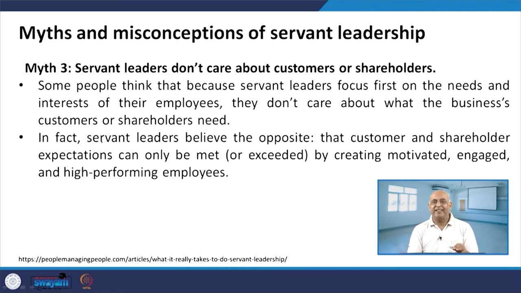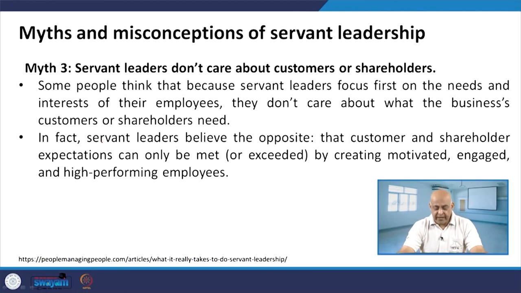Unless and until your employees are supported, for example in service after sales: once a product is sold, if there is nobody to take care of the installation of that product, the complaints about it, or the monitoring and operations of that product, then definitely it will become very difficult for the organization to survive.